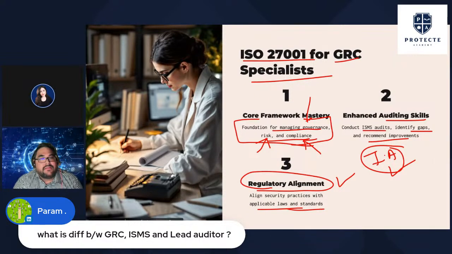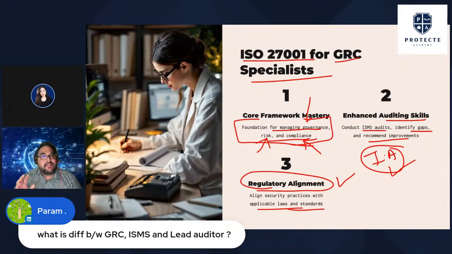So, the difference between GRC, ISMS, and lead auditor is very simple. GRC is a complete domain of cybersecurity which deals with governance, risk, and compliance. These are the three focus areas. Only these things you need to look at. You will not be looking at VAPT. You will not be looking at ethical hacking. You will not be looking at architecting the security. You'll not be looking at any other thing. Your only focus will be on governance, risk, and compliance. Okay, this is GRC in a nutshell.